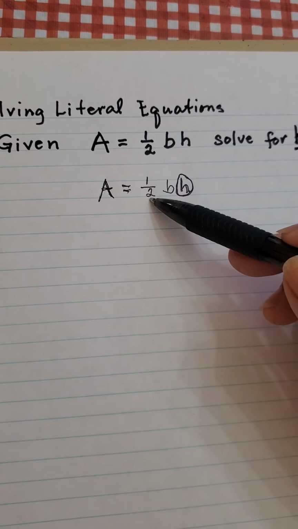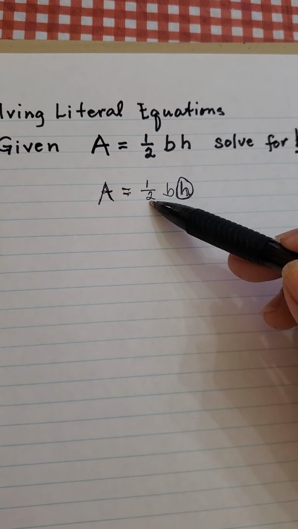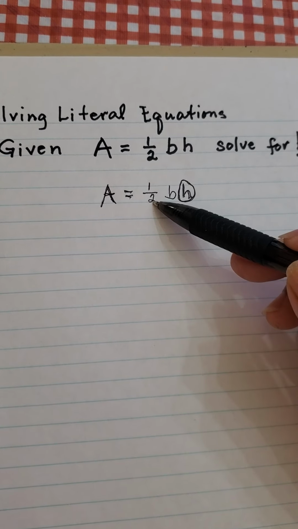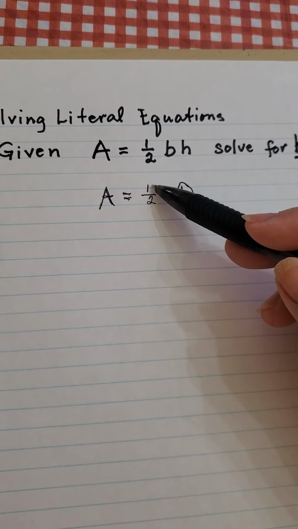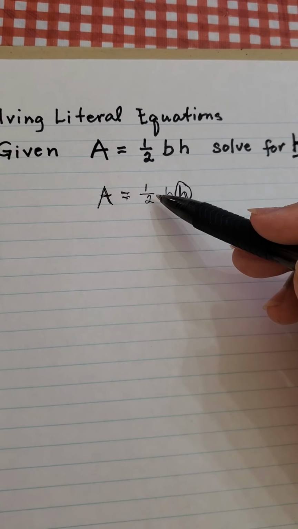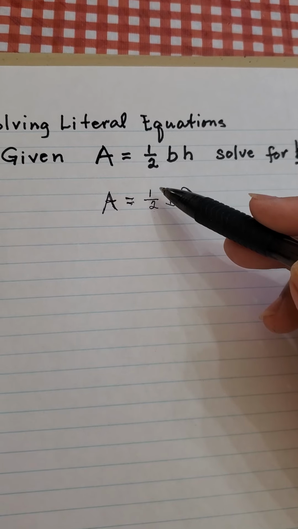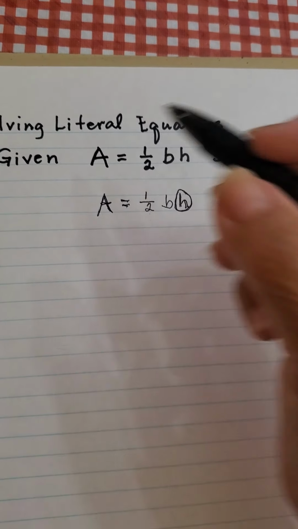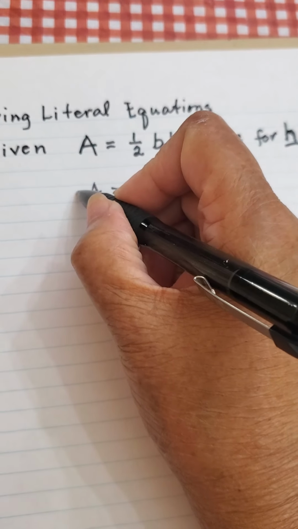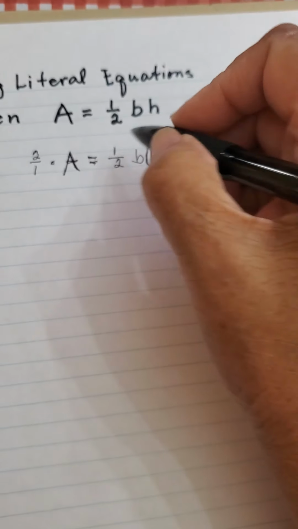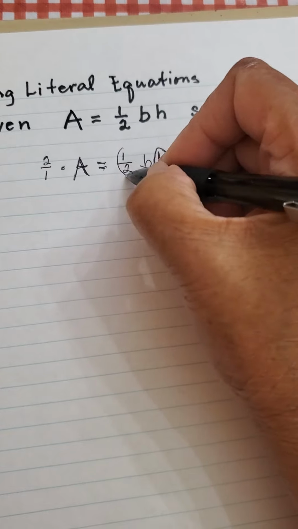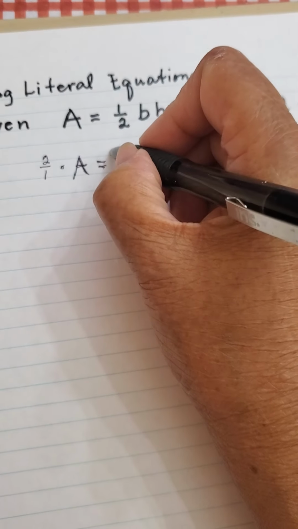I do the reciprocal of 1/2, which is 2/1. I'm going to multiply both sides by 2/1, or 2. So here, I'm going to multiply this by 2/1. This, I'm going to multiply by 2/1.